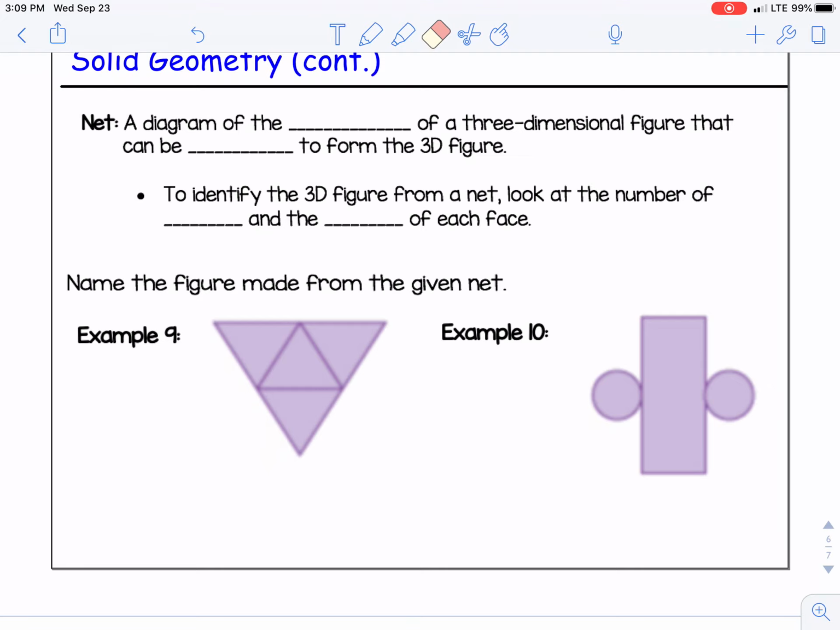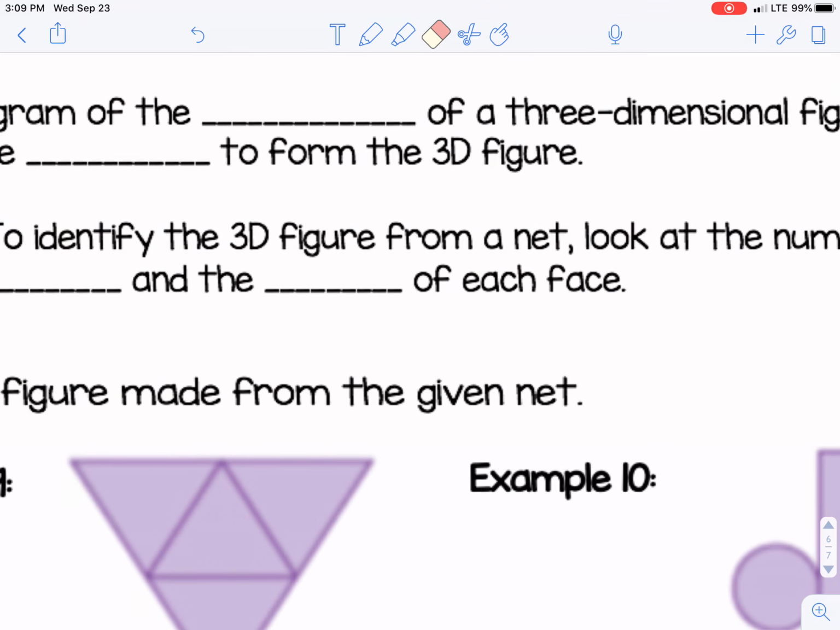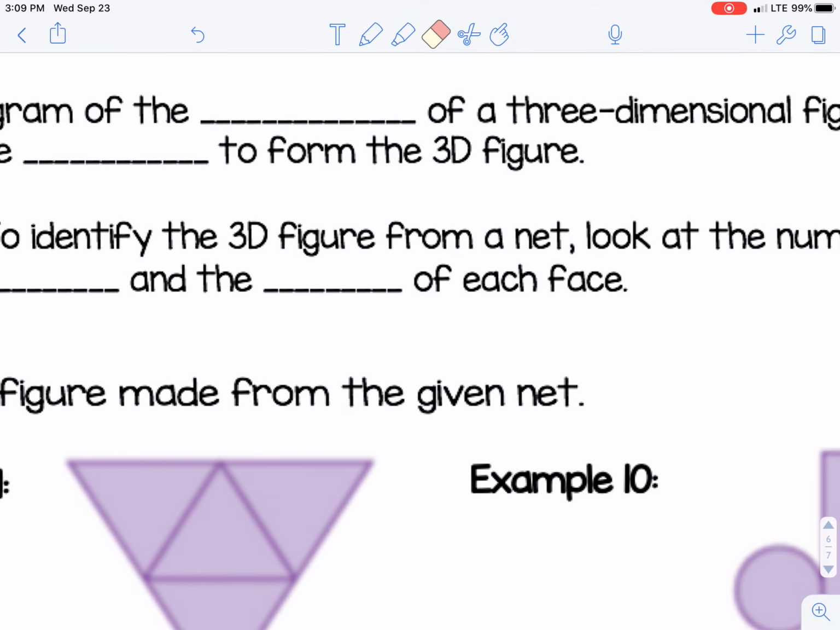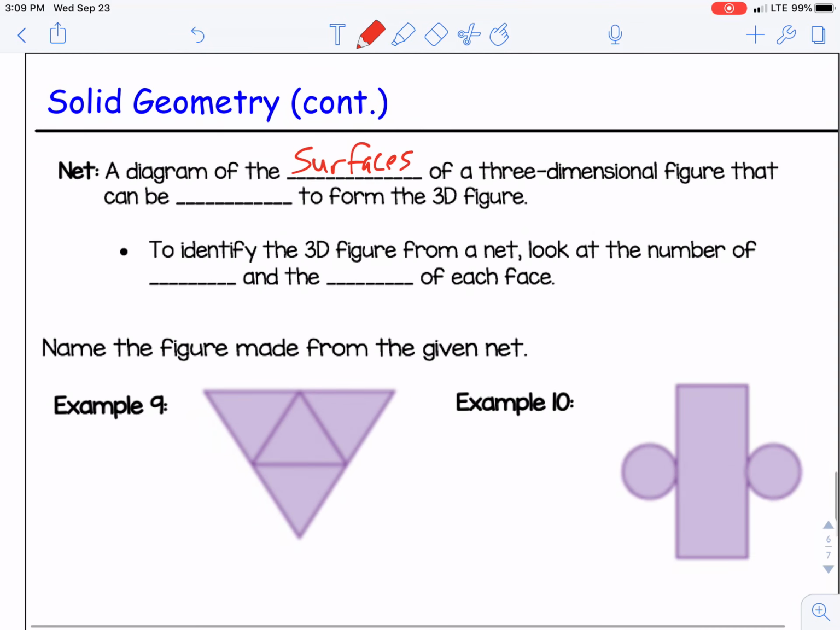So let's fill in the blanks here. A net is a diagram of the surfaces of a three-dimensional figure.